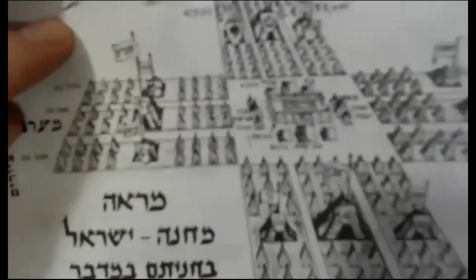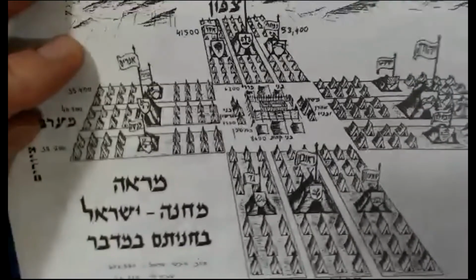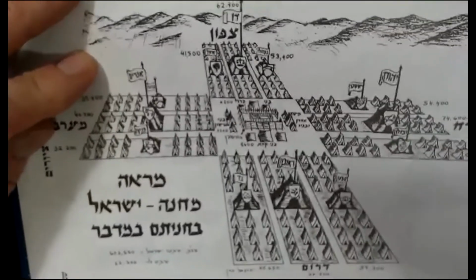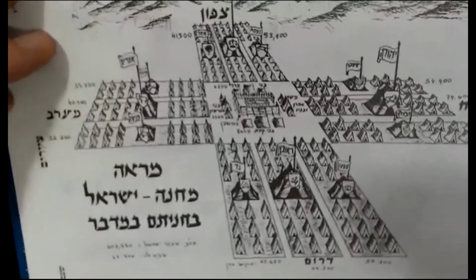Okay. I don't know if you can see this picture here, but here we have a picture of how the Jews were camped in the desert. It's pretty small, but this is the east. See, this is the east. And on the east side is Judah, Yehuda. On the east side is Judah, Yehuda.